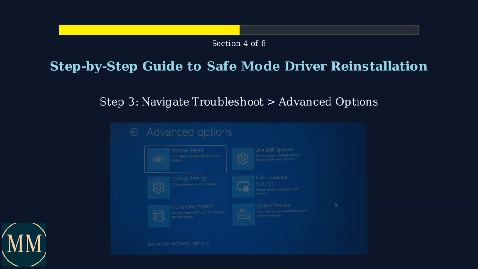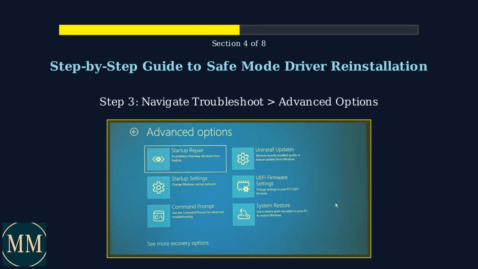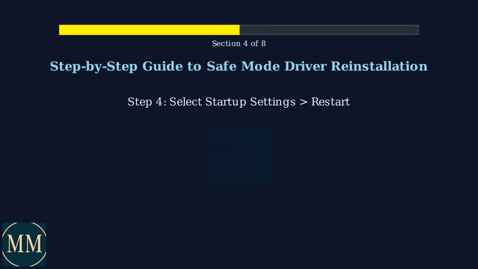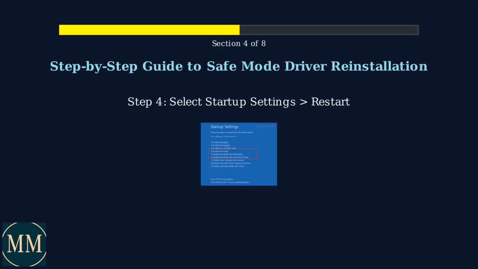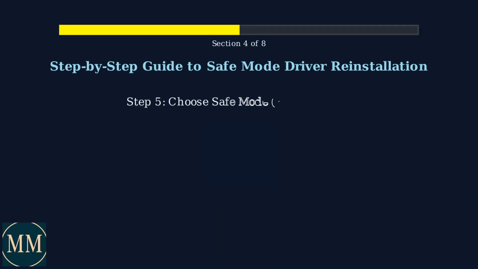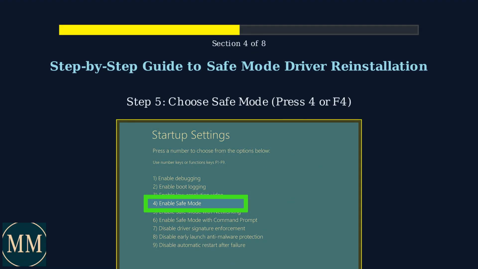After restarting, select Troubleshoot, then Advanced Options. This brings you to the Recovery menu. In Advanced Options, choose Startup Settings, then click Restart. This will show the Boot Options menu. When the startup settings appear, press 4 or F4 to enable safe mode. Your computer will boot with minimal drivers.